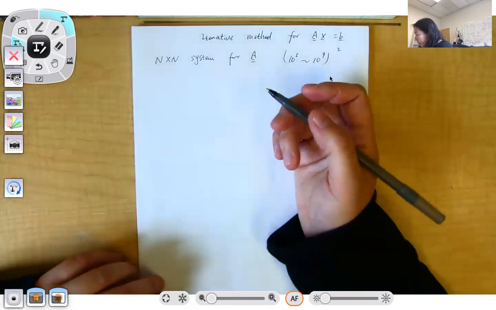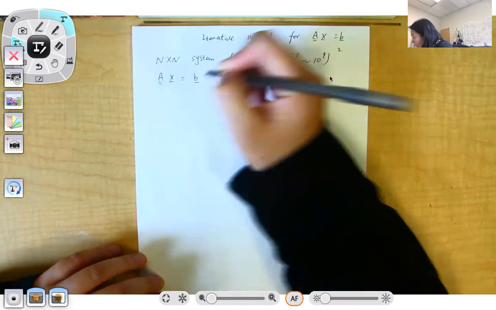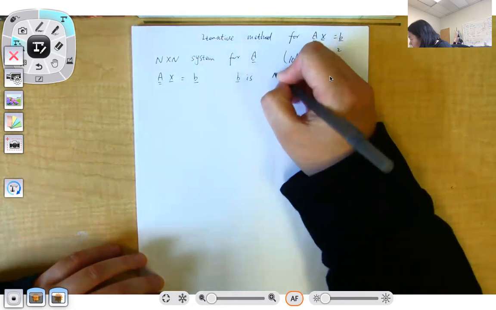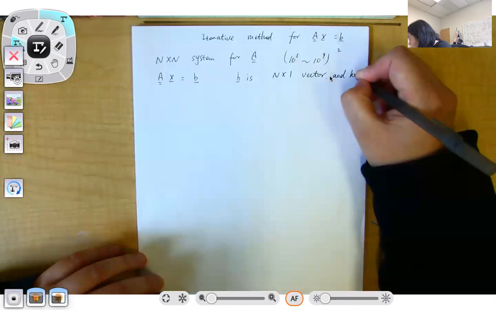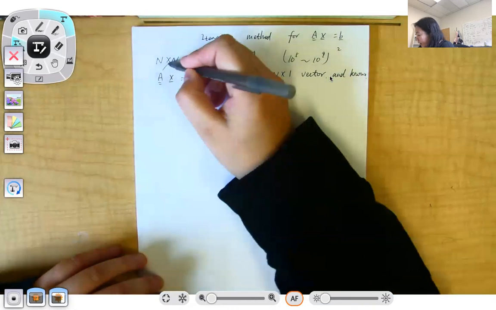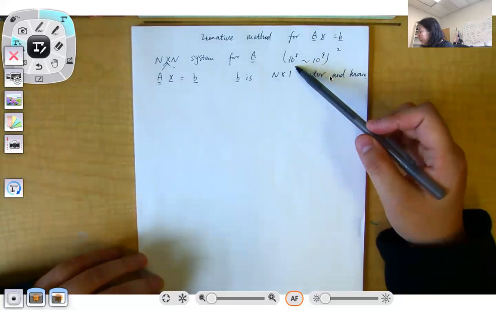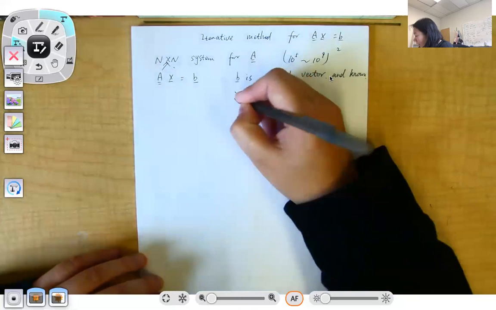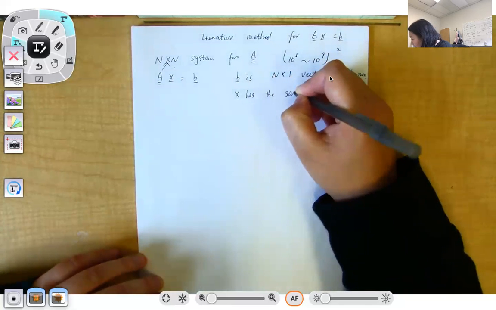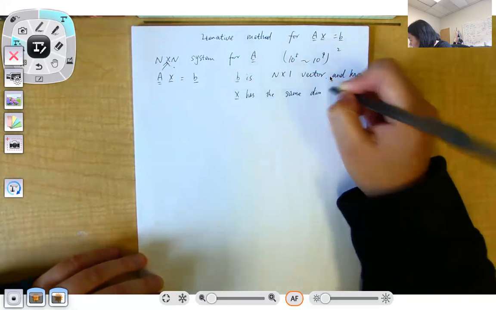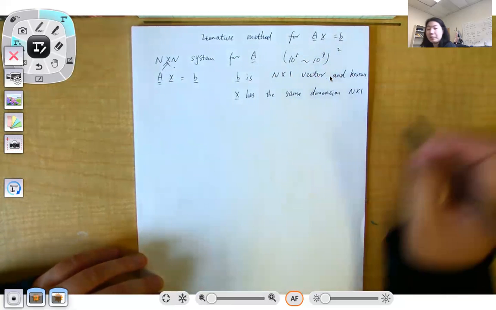Okay, so we have AX equals B. B is an n by 1 vector, and B is known. A is an n by n system, where the system is pretty large. The n is 10 to the fifth to 10 to the ninth. X is also very large, so X has the same dimension, which is n by 1, the same as the B part.